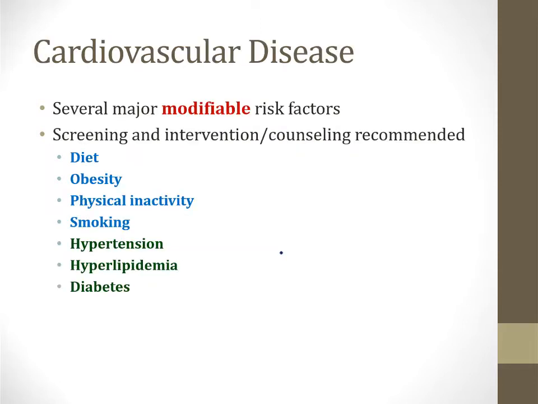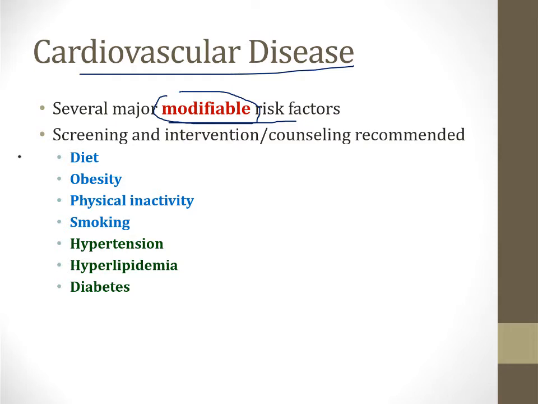So in this video, I'll go through the major conditions that we screen for in adult medicine, and let's start with cardiovascular disease. So cardiovascular disease usually means heart attack and heart failure, but it can also mean strokes and peripheral vascular disease, and it's one of the most common conditions seen in adult medicine. And in cardiovascular disease, there are several major modifiable risk factors, and the word modifiable is important. So a family history of heart disease raises your risk of heart disease, but that's not modifiable. You can't change your family history.